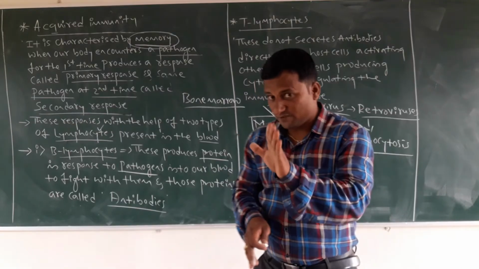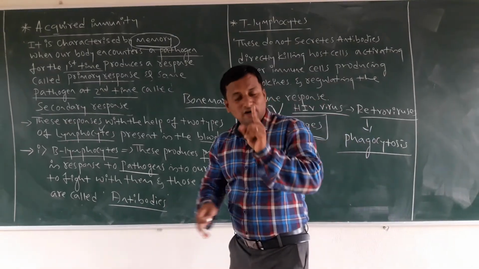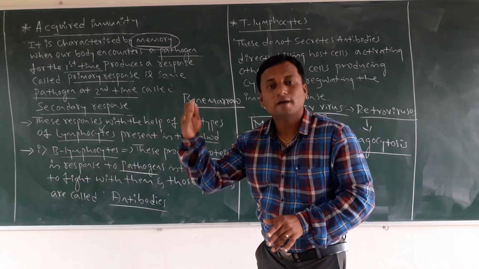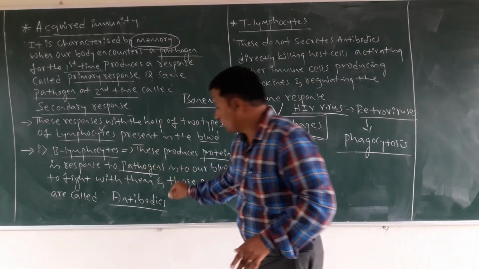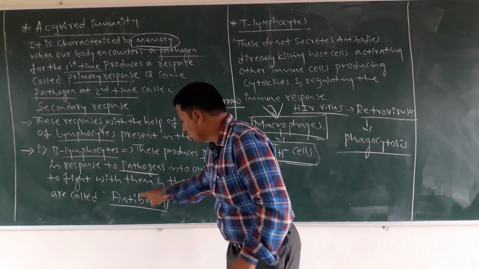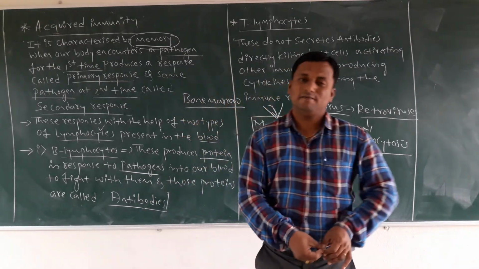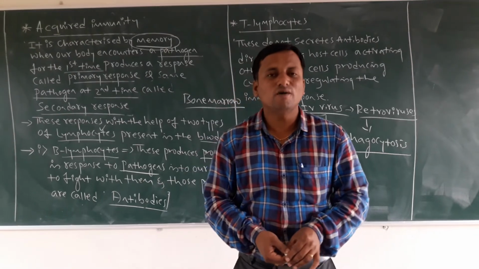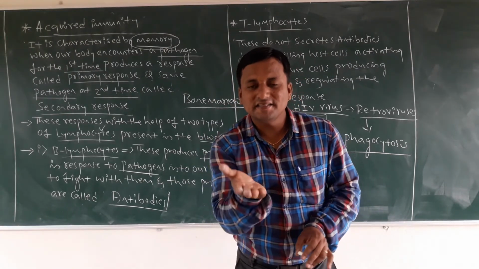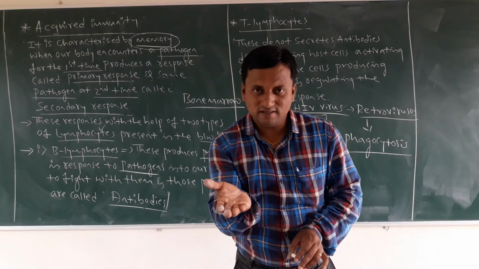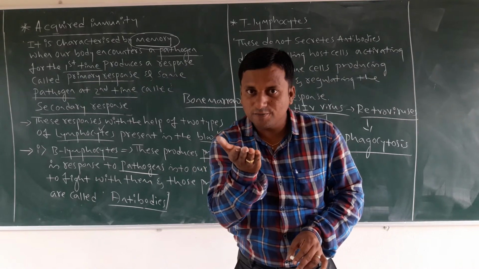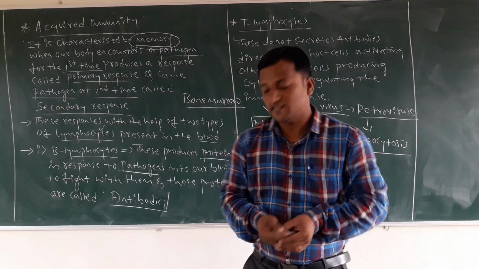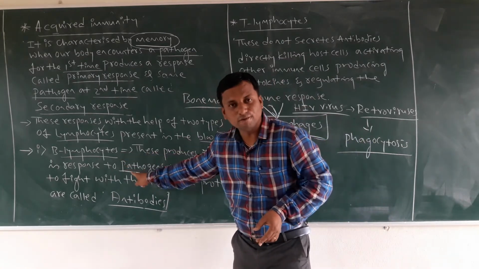So you must remember how B lymphocytes play a very important role in fighting the pathogens, and they produce the molecules called antibodies. The antibodies are responsible for increasing immunity power. How do they increase immunity power? By fighting the pathogens. So that is nothing but B lymphocytes.